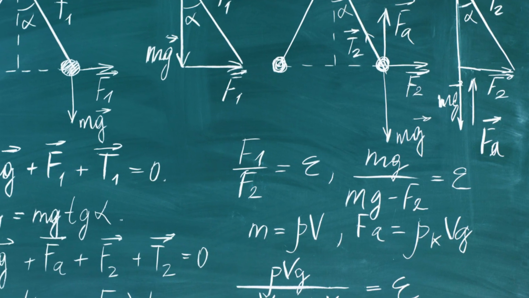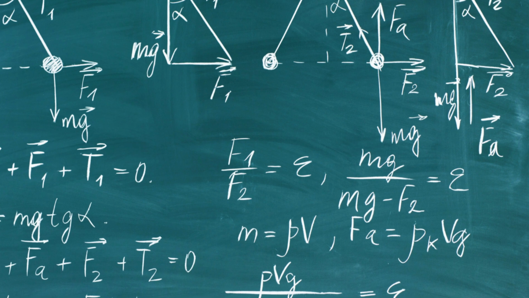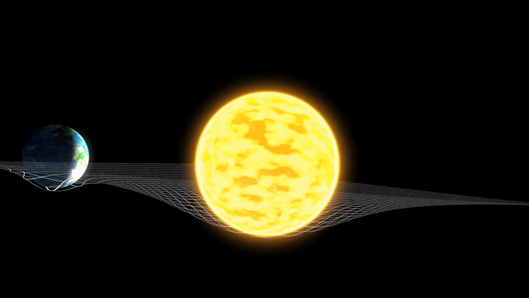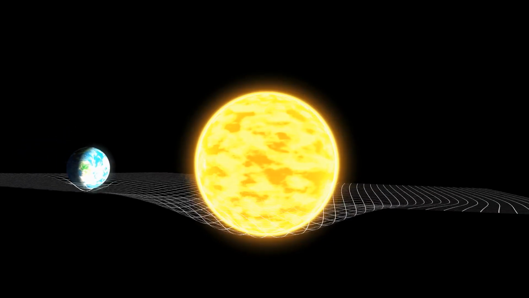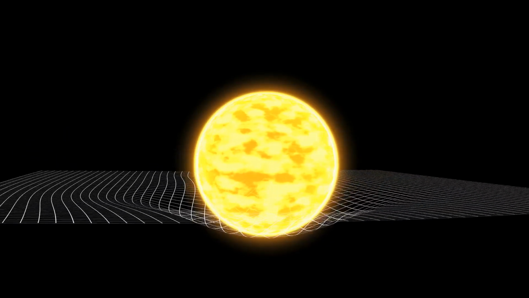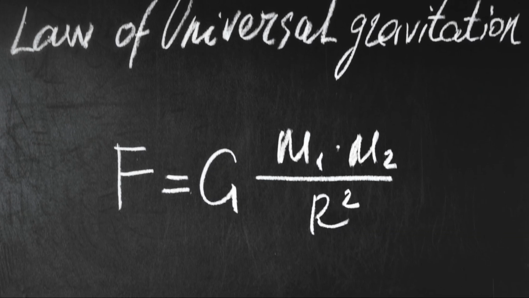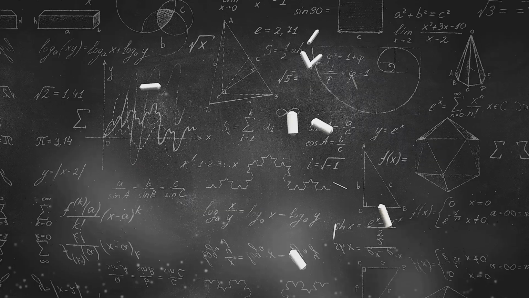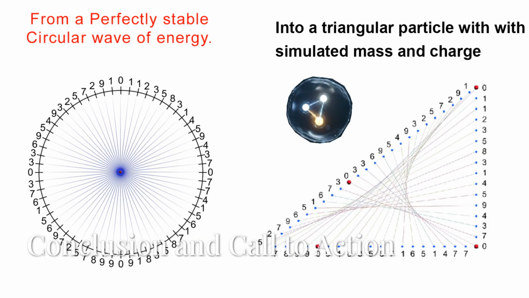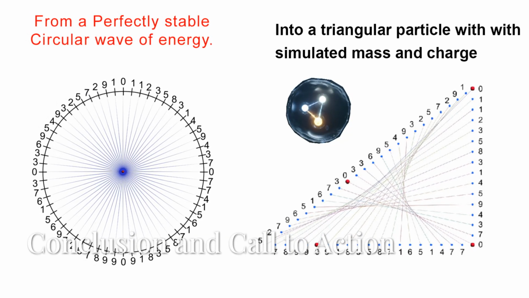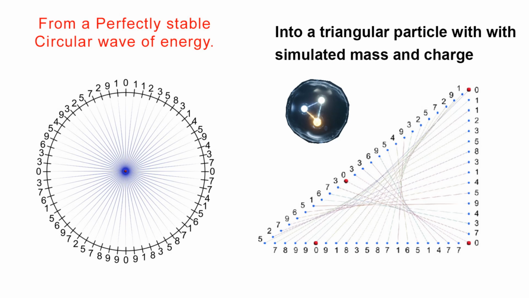This is why gravity between two objects is directly proportional to the product of their masses and inversely proportional to the square of the distance between their centers of mass. And why it can be mathematically calculated. It's all finely tuned math. I will end this video here.